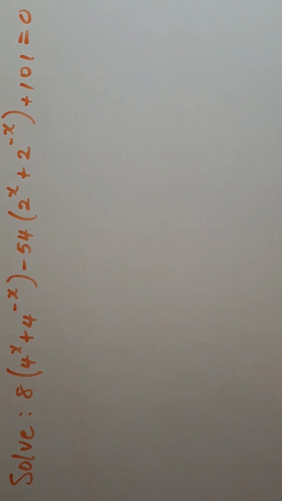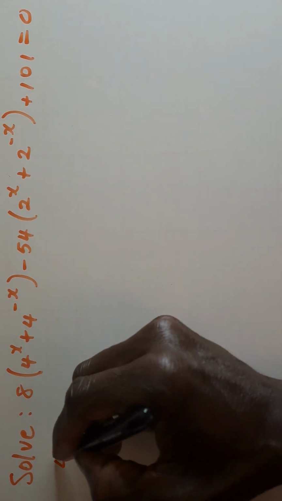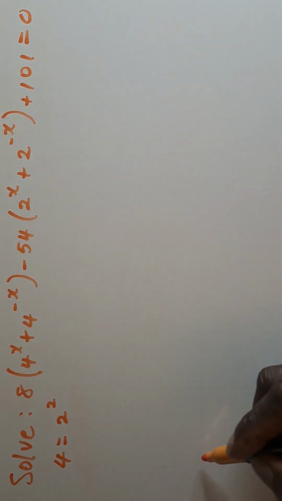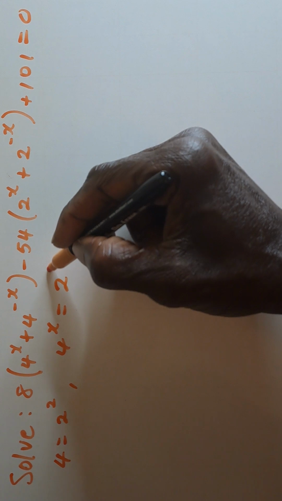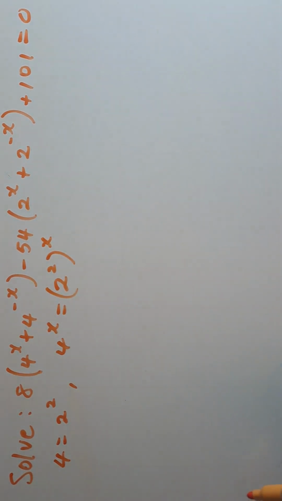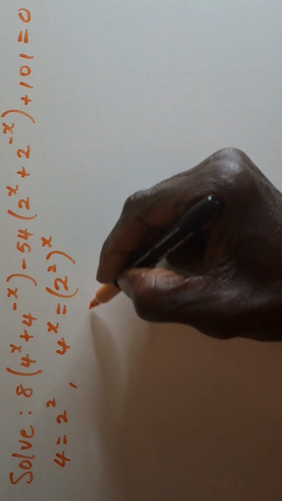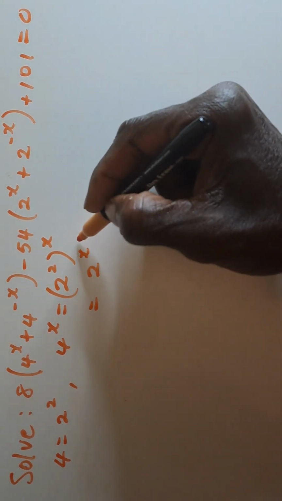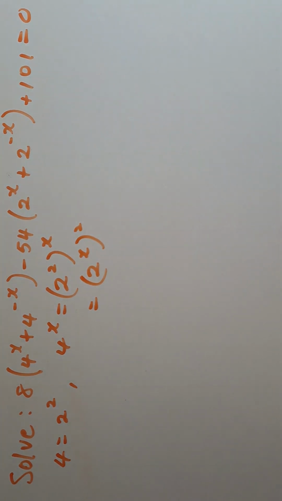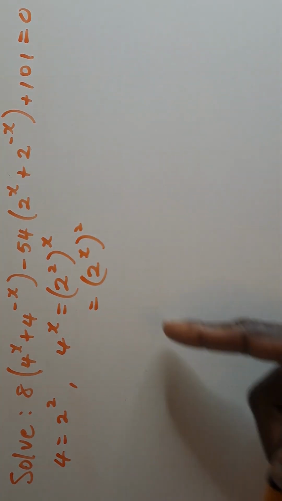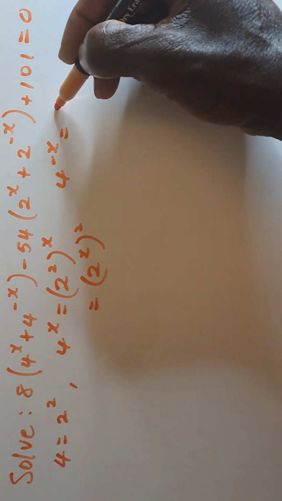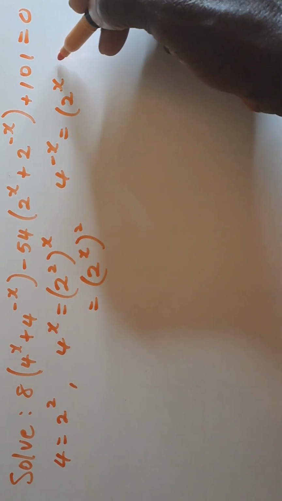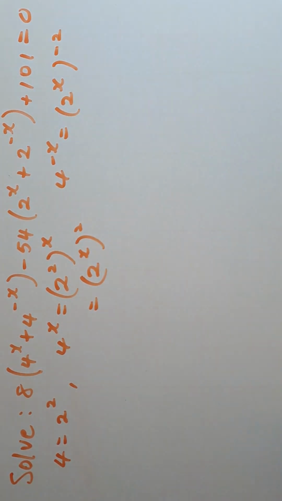Hello, how do we go about solving this equation? Well, if we note that 4 is equal to 2 squared, then we can write that 4 to the x is 2 squared to the x, which we can write as 2 to the x squared. Likewise, 4 to the minus x, we can substitute as 2 to the x to the minus 2.